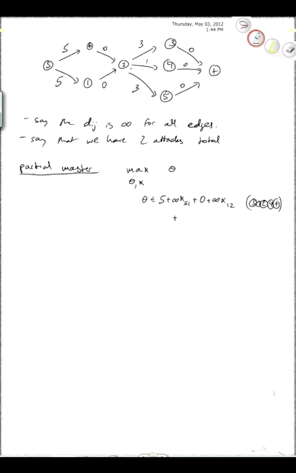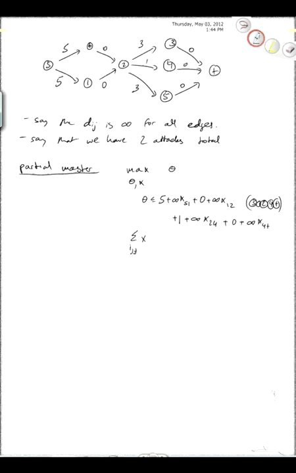So that was these first two edges. Let's do the next edge. So that's plus 1 plus infinity times x24 plus 0 plus infinity times x4t. So that's the single path constraint that we have in the partial master. And of course, we have the resource constraints on the x's.